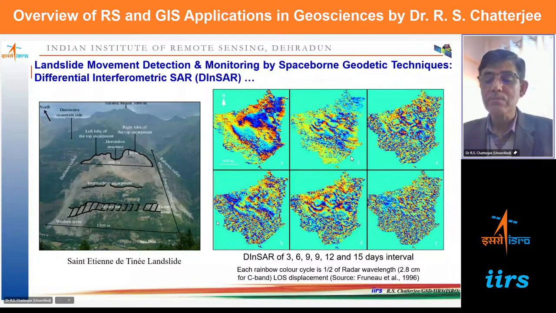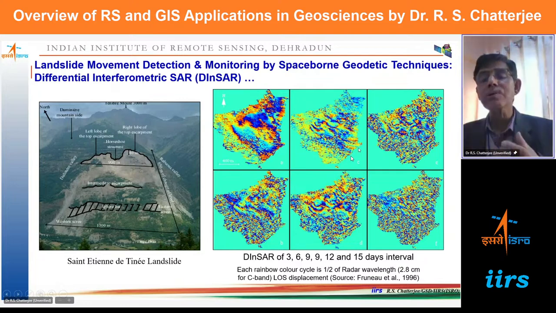So this is one such classical study. You see at different intervals, they have studied these movements. This is for 3 days interval. This is 6 days. This is 9 days. Again, 12 days and 15 days. And you see each color cycle represents lambda by 2 land surface displacement. Lambda is used here; this 5.6 centimeter is the lambda. So lambda by 2 is 2.8 centimeter. So each color cycle means 2.8 centimeter movement. So precise movements you can measure.